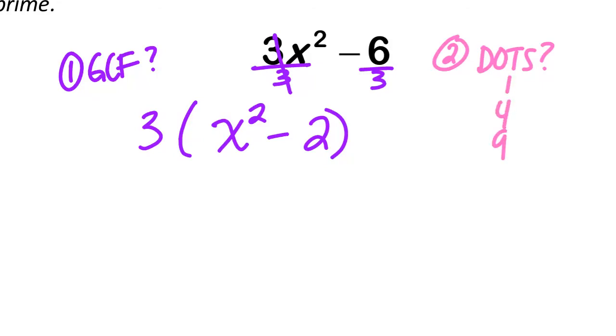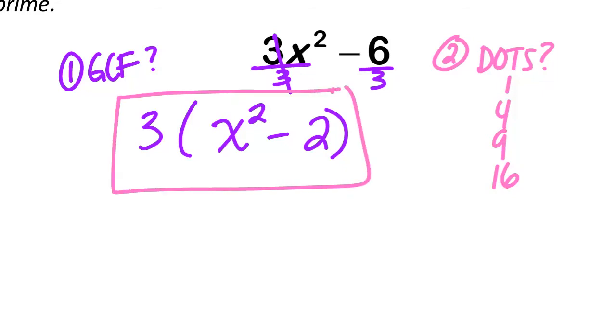So 1, 4, 9, 16. And you're checking, do you have a difference? Yes, you have a subtraction, right? Do you have 2 perfect squares? Is x squared a perfect square? And is 2 a perfect square? So do you have dots? No. 2 is not a perfect square. So therefore you are finished and that's your answer. Okay? All right. So that's what we did yesterday.